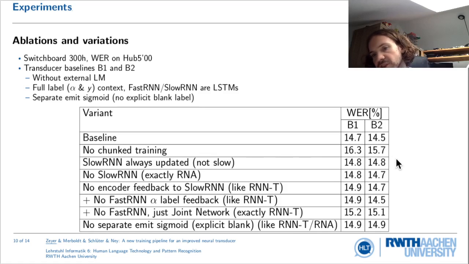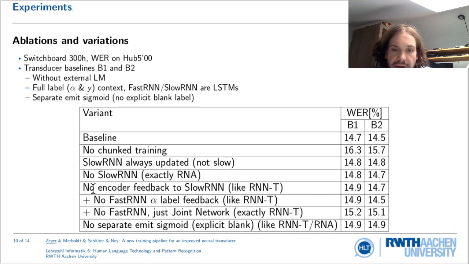First experiment is no chunked training, and this gets much worse, so we see that chunked training is quite important. Slow RNN always updated, meaning it behaves like fast RNN, it's not slow. Also gets worse, so this shows that this concept of slowness seems to be helpful. You can also remove the slow RNN completely, so then basically you have the RNA model. And this is very similar here to this line. The difference is this has a bit fewer parameters.